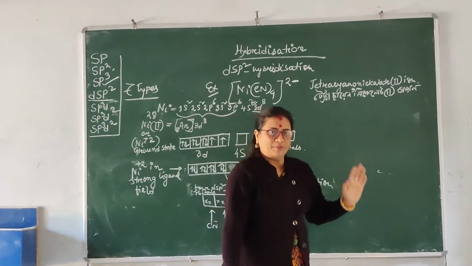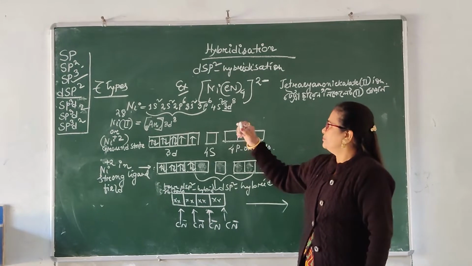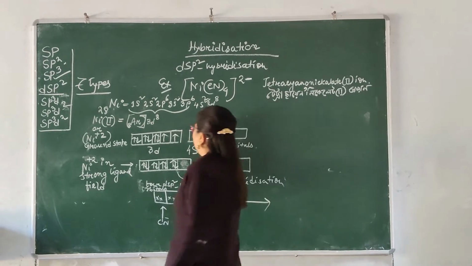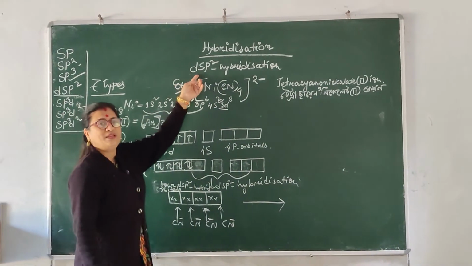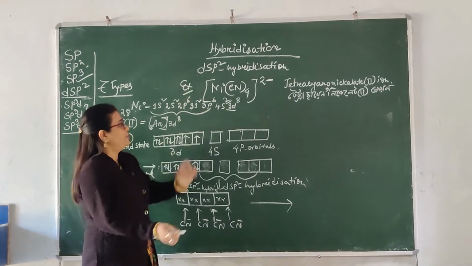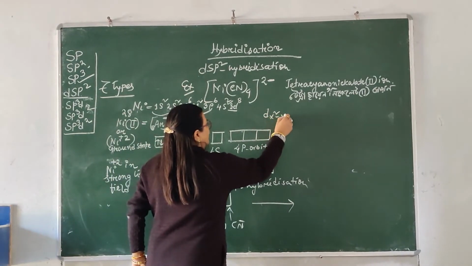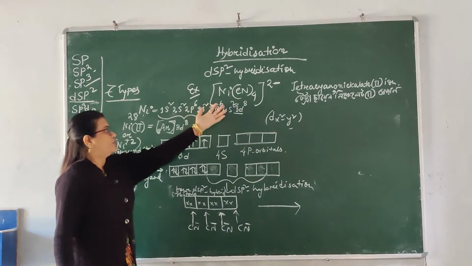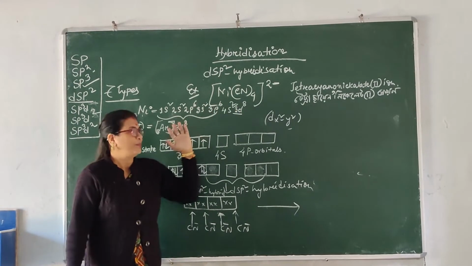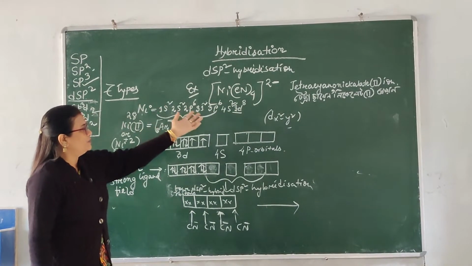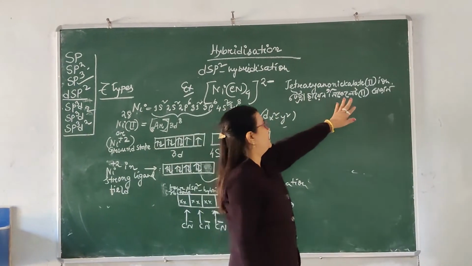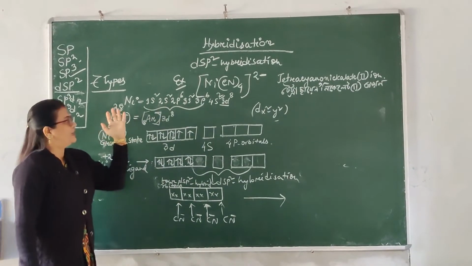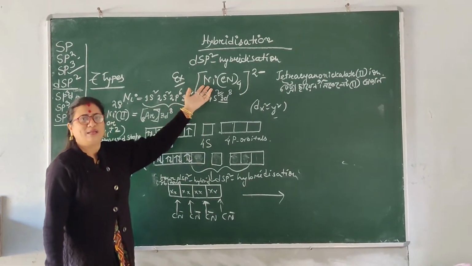In dsp2 hybridization, the orbitals taking part in the hybridization are 1 d orbital, 1 s orbital and 2 p orbitals. Here the d orbital is dx square minus y square. Let us take the example of this compound, which is called a coordination compound. The IUPAC name of this compound is tetracyanonickelate(II) ion. That means this is a square planar complex. Here nickel exists in the nickel 2 plus state.